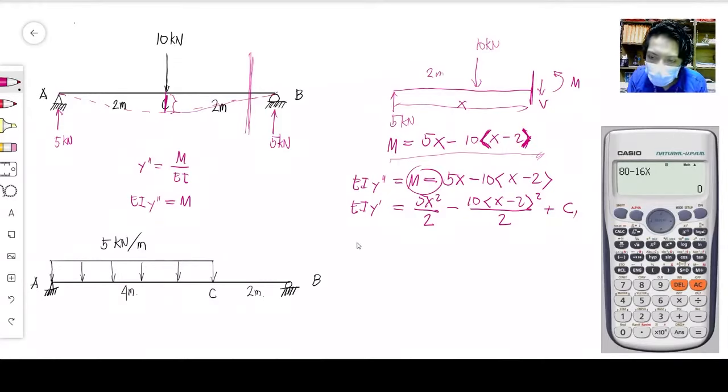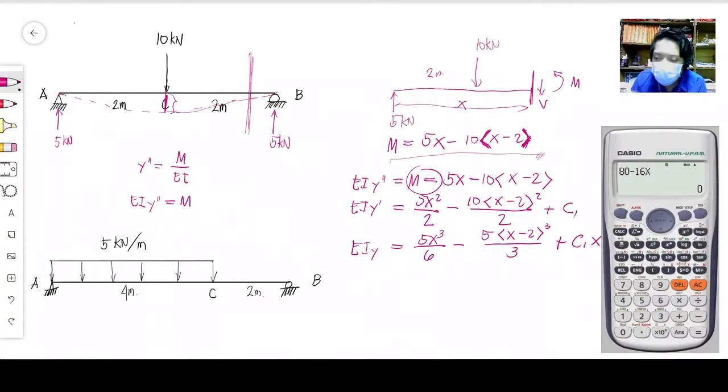And when you integrate again, EI y is equal to 5x cubed over 6 minus 5 bracket x minus 2 cubed over 3. This 5 is 10 over 2, that is 5. We are just integrating; you cannot forget the integral. Plus C1 x plus C2. If you can still remember, when you integrate, you add plus C. Without it, it is wrong.